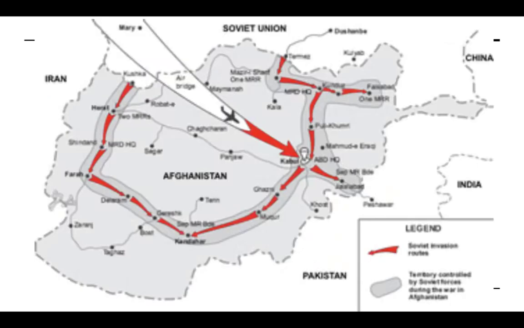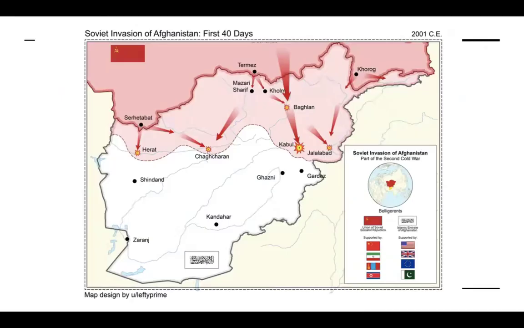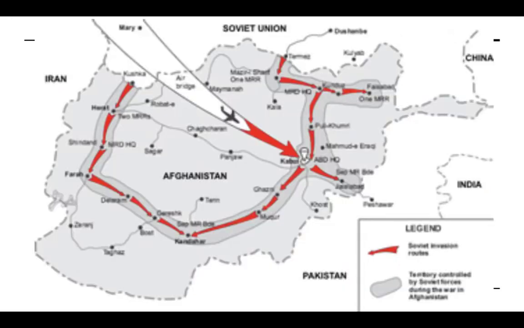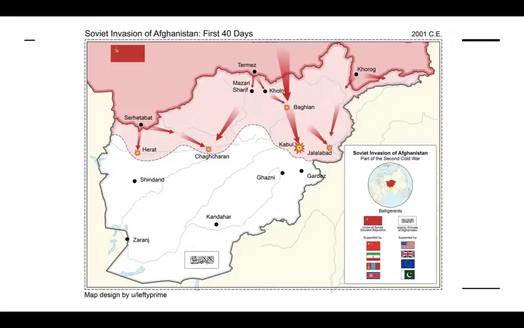So this is a map of the Soviet invasion routes. These are pictures of the first 40 days. So this is in theory what they're going to do. Bomb Kabul and then go back out. And this is what happened.